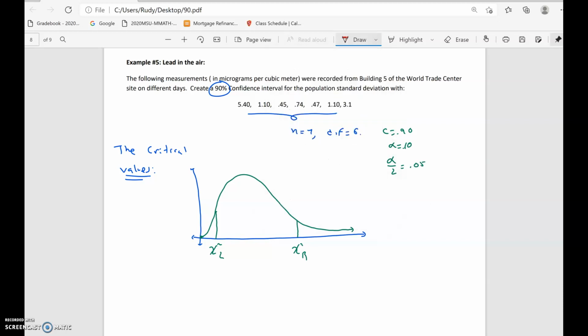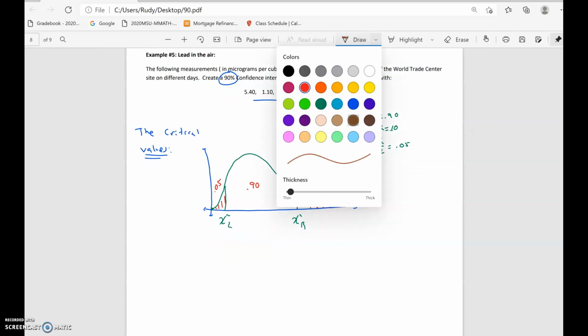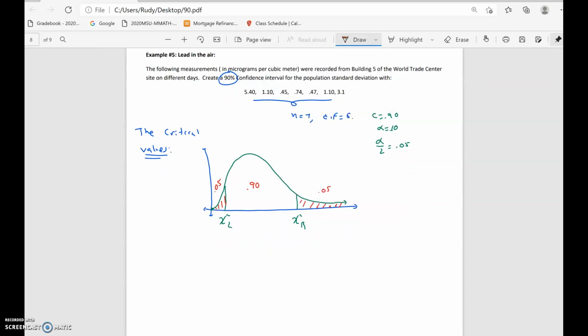So this is 0.90. This portion here is going to be 0.05, and this other portion, 0.05. And just so that we can read the table properly, the chi-square value on the right is going to have 0.05. The one on the left, in terms of cumulative area, is going to have 0.90 plus 0.05, or 0.95. And we're going to be looking at 6 degrees of freedom.